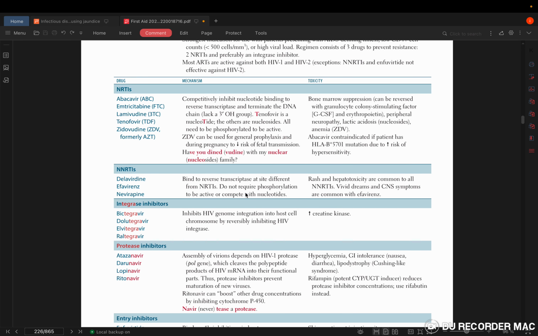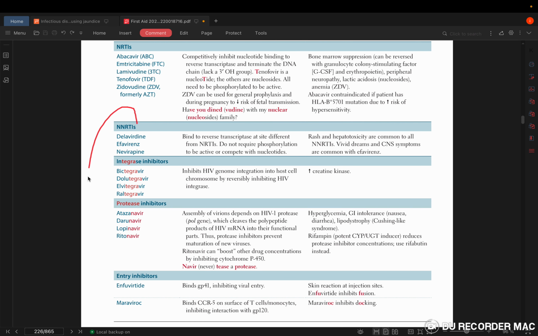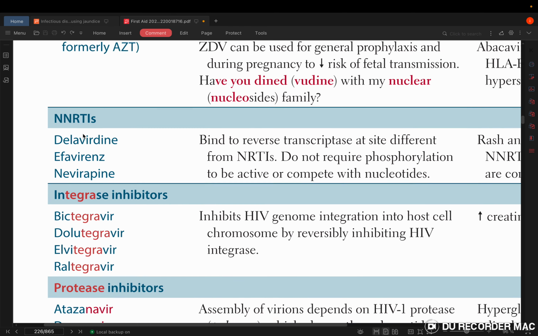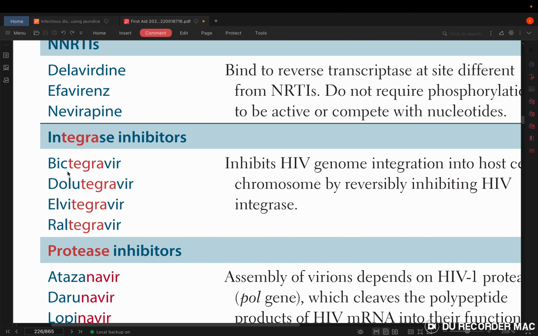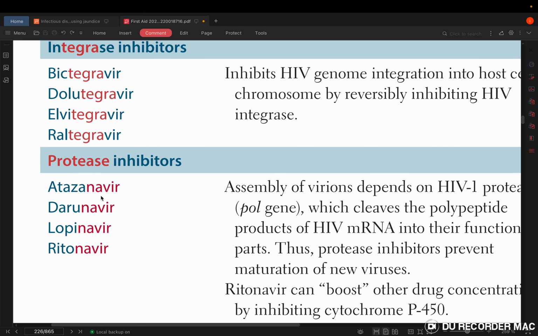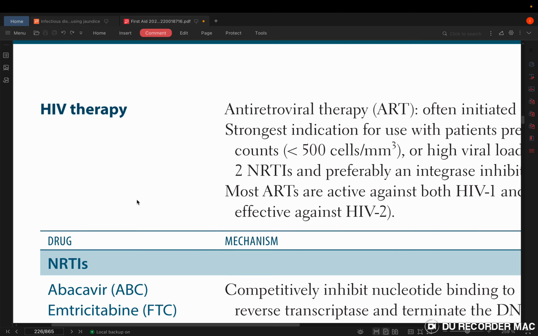So, let's start with all of these drugs. These ones are new, thus they are easier to memorize. What do I mean by that? They have something in the name that tells you what they are. The NNRTIs all have VIR in the middle of the name. The integrase inhibitors have TEGRA in the middle of the name. The protease inhibitors have NAVIR at the end of the name.